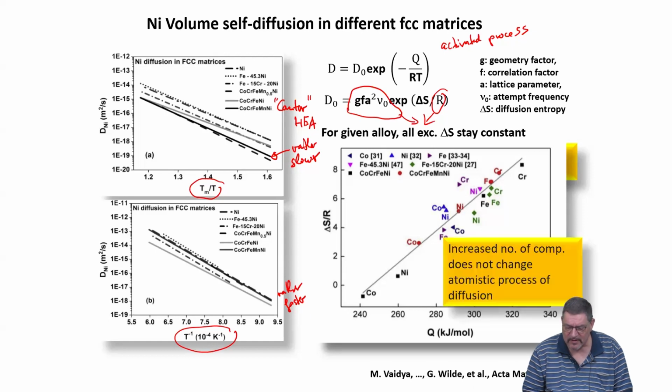And so it means that, especially for the high entropy system, this is very nicely fulfilled. But it also means, and this is important, that when you go from pure systems to high entropy systems, this plot shows you that there is no change in the atomistic process of the diffusion. So it's all by the same mechanism.